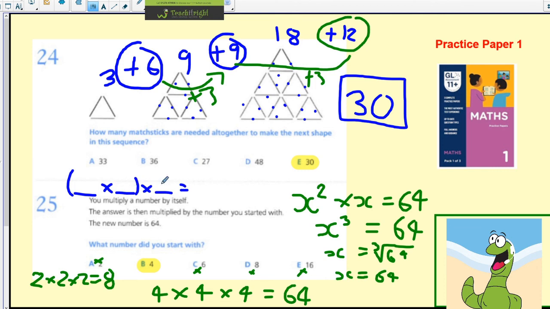But again, what you realize is all of these are the same. So again, we're looking for the same number. In this case, that's where our answer obviously came from. 4 times 4 times 4. Hopefully that helps. Bit of a nasty question, I think, 25, but we got there.